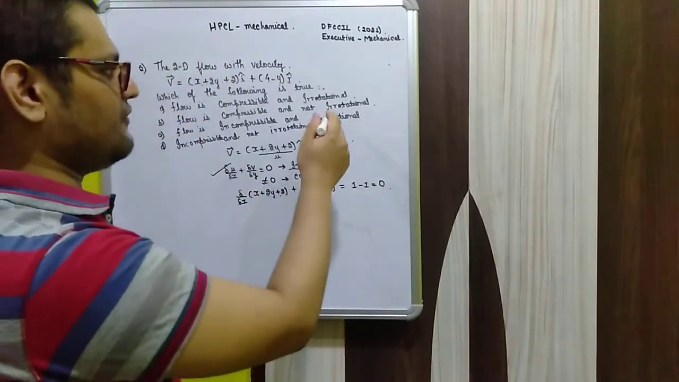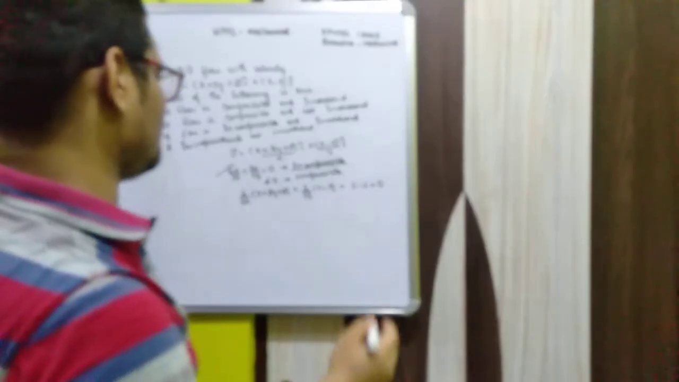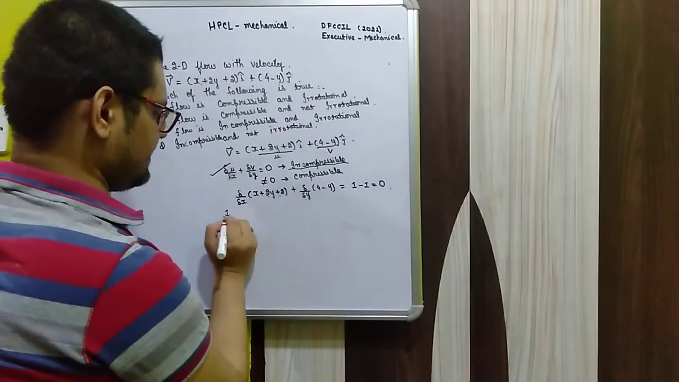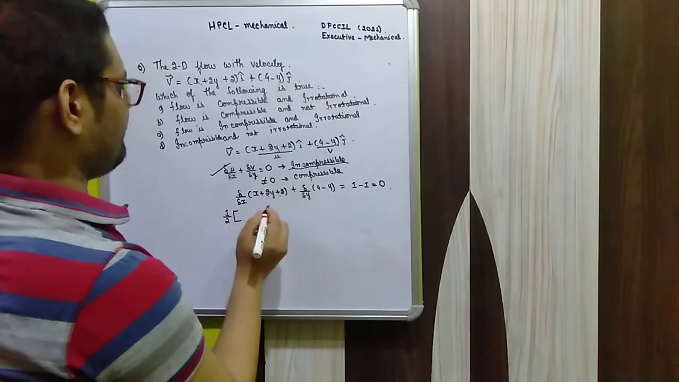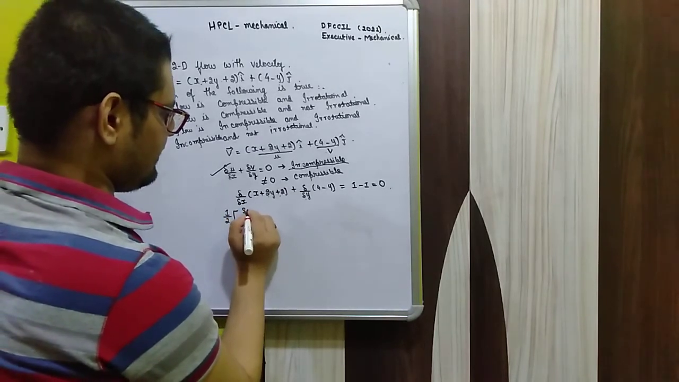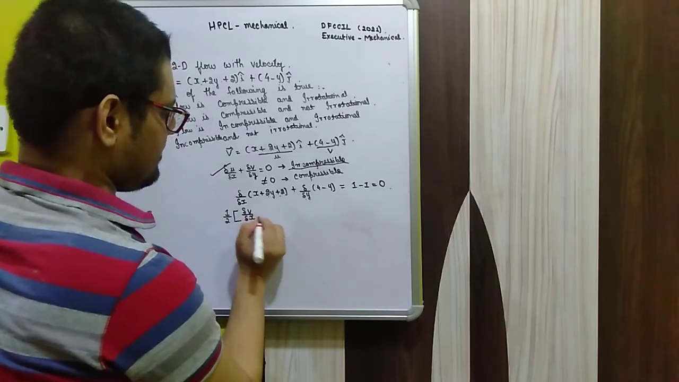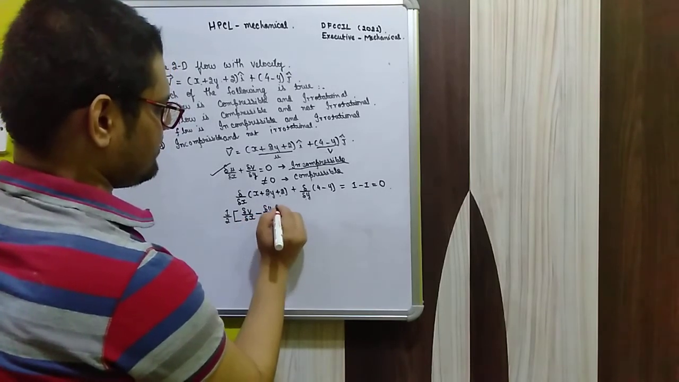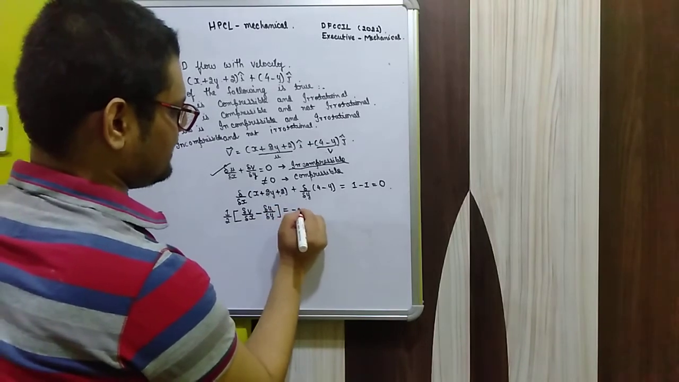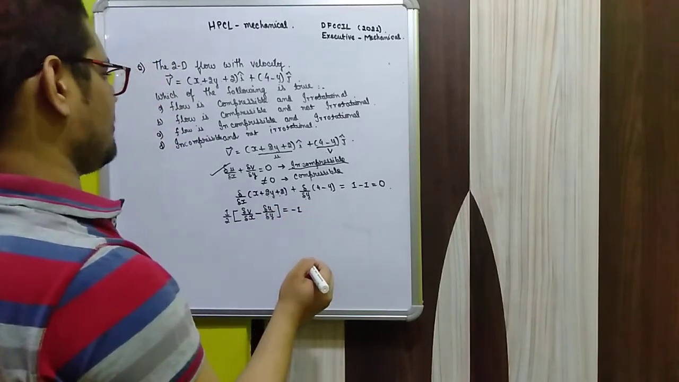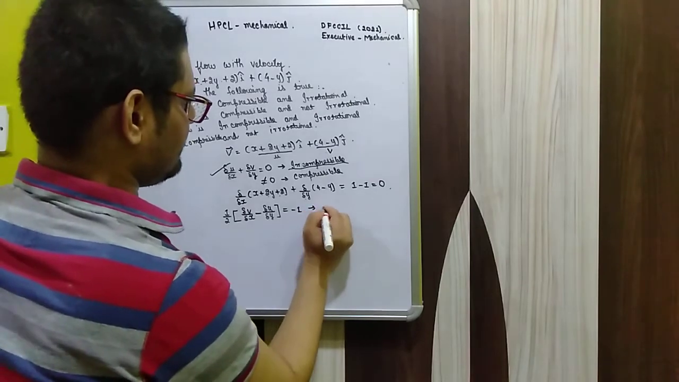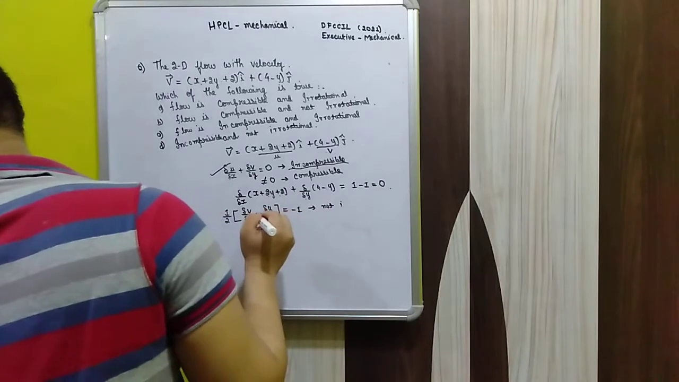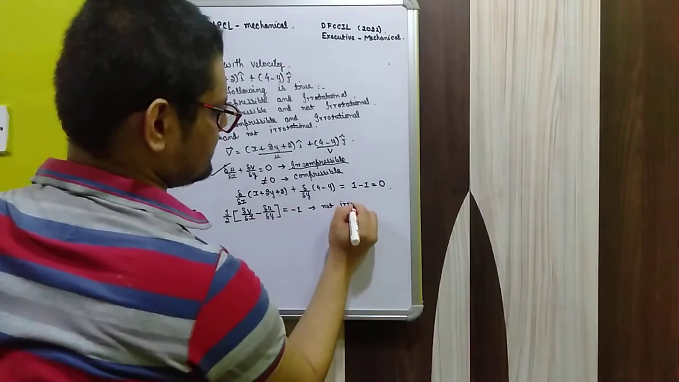Now we have to check whether the flow is irrotational or not. For proving this, there is an equation, that is half of del V by del x minus del U by del y, which is equal to minus 1. So if this comes, then it will be not irrotational. I am checking the options, that is, not irrotational.